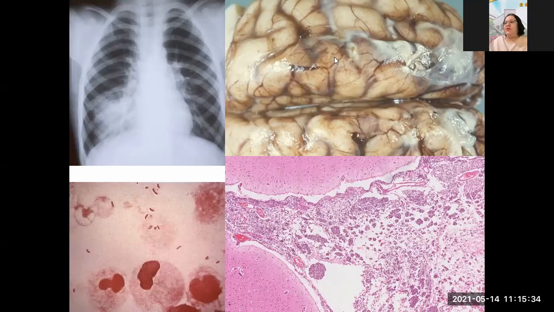So here you're looking at an X-ray of Haemophilus. So here you can see on the X-ray this area. And then here you can see the meninges of the brain being affected. And you can see how it appears microscopically here in this photo.